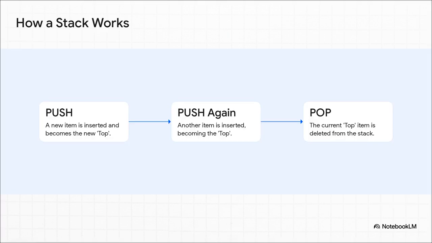And it all works with just 2 simple moves. When you add an item, you push it onto the top of the stack. Add another, and that becomes the new top. Then, when you want to take an item off, you pop the one that's currently on top. That's it. You can only ever touch that single top element. It sounds simple, but it is incredibly powerful.